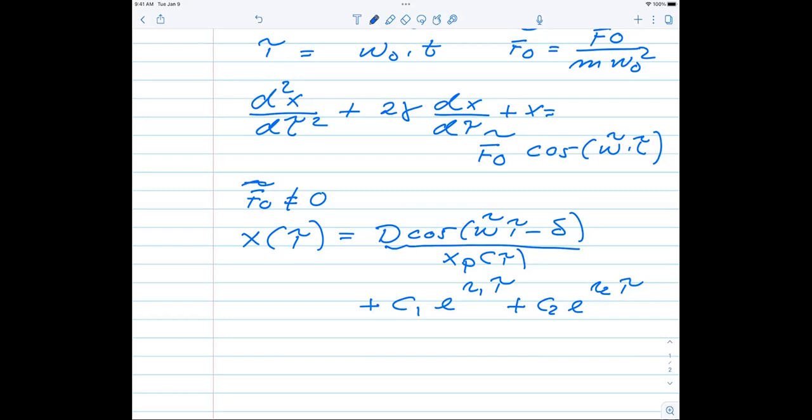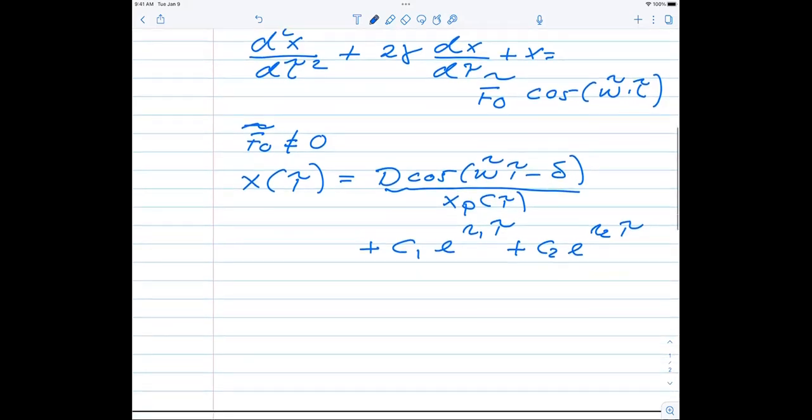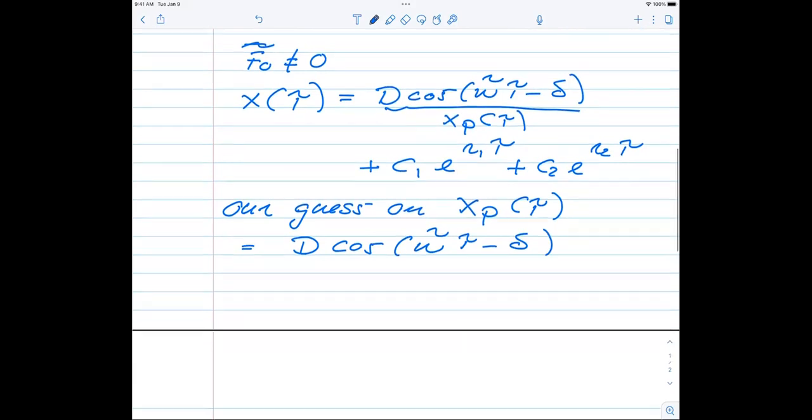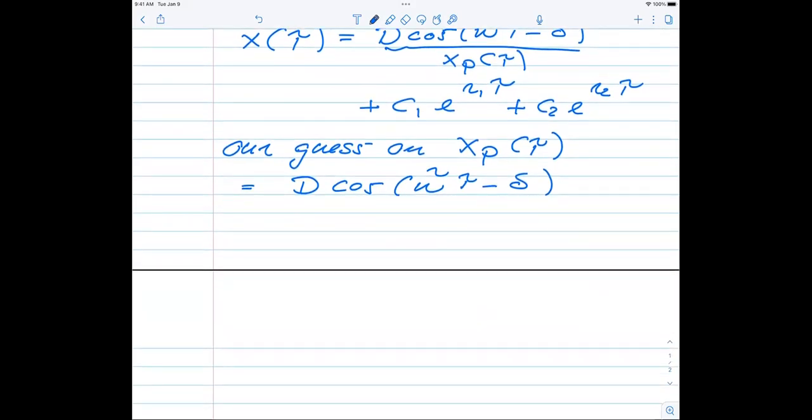So this leads to some algebra here. We're making a guess on the particular solution. So our guess on xp of tau is now given by this D, this constant, times cosine. So what we are going to do now is just to plug it back into the equations. So we have D times a cosine, and then we have omega tilde times tau minus delta here. So let's see that this actually gives us a solution to the problem.